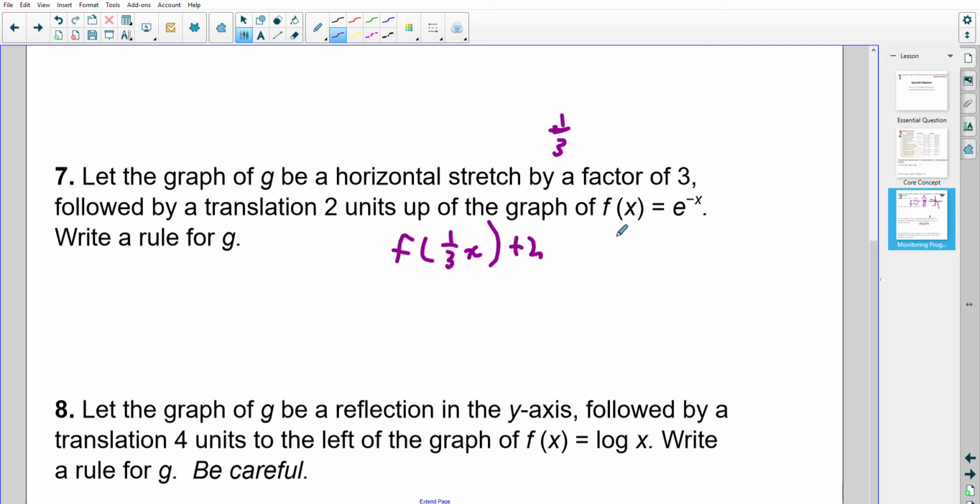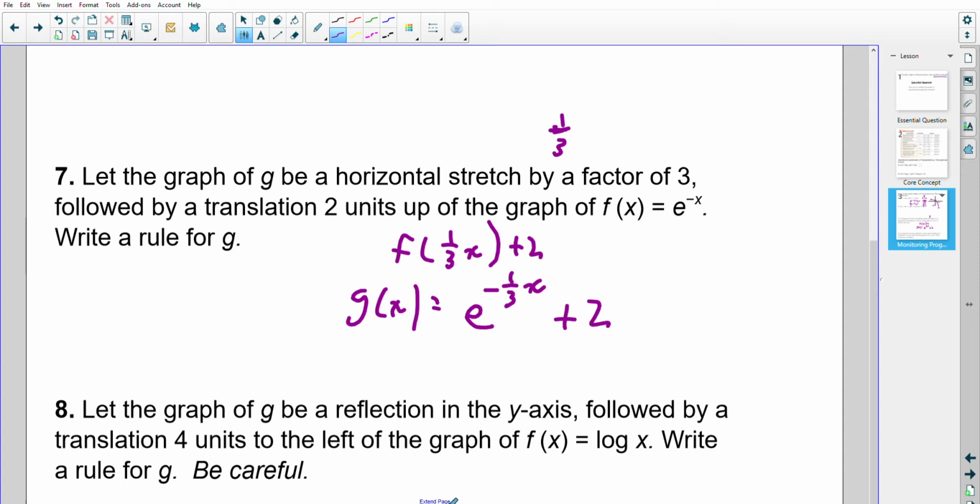Okay, so that means that my g of x is equal to, I'm taking this and plugging it into my x now, so it's going to be e to the -1/3 x, and then I'm going to add 2 to it.